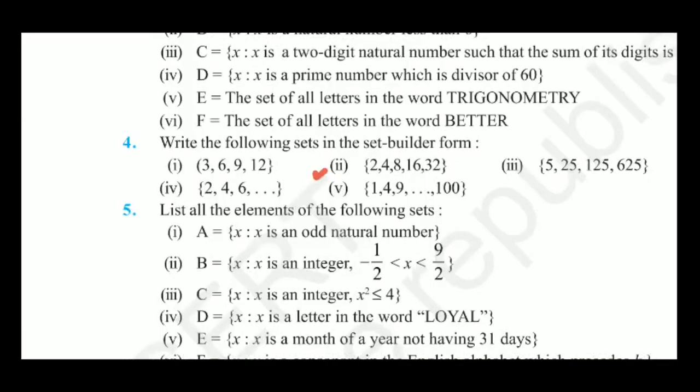Students, see the fourth question. In this question, write the following sets in set builder form. It is the converse of question number 3. In question 3, they have given it in set builder form and we have to write it in roster form. But in question number 4, they have given it in roster form and we will write it down in set builder form. There is a little mistake in the first part. Here we can use curly bracket.